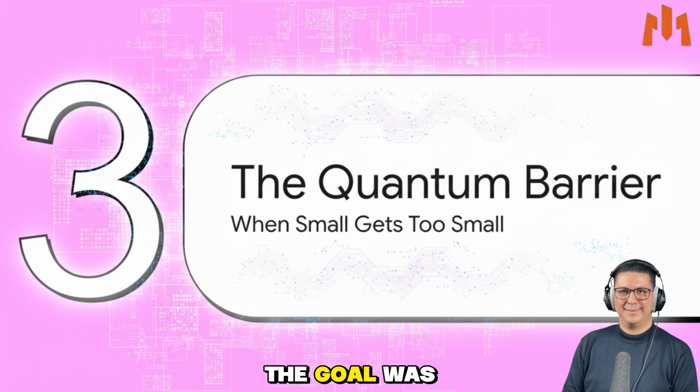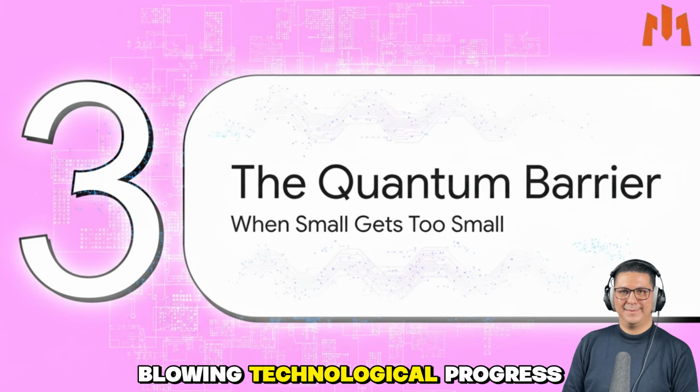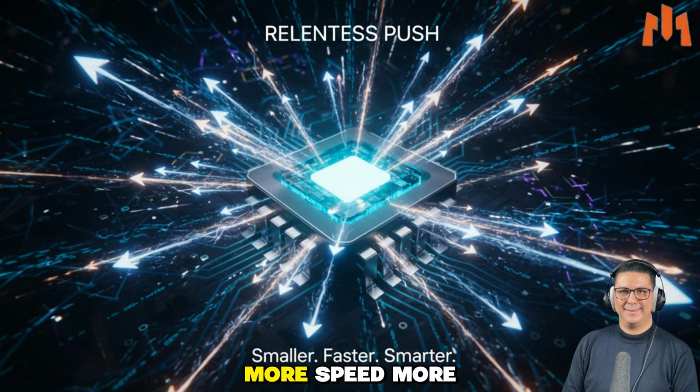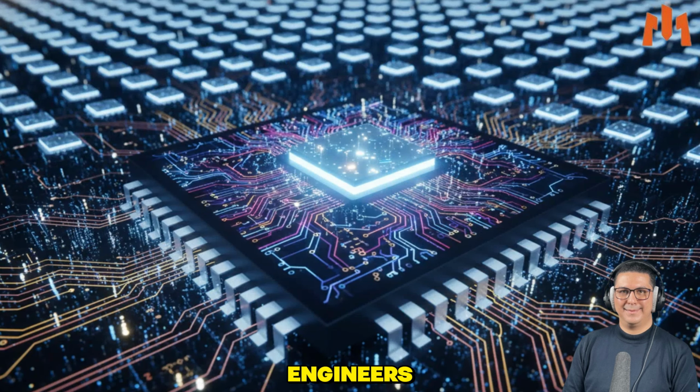So for decades, the goal was really simple. Just make the transistors smaller so you can fit more of them on a chip. That's what gave us Moore's Law and the mind-blowing technological progress we've seen. But as we shrink down to the scale of actual atoms, we run into a really, really big problem. The demand for more power, more speed, more efficiency, it's just relentless. For decades, the mantra in the industry was simple. Make it smaller, faster, and smarter. Engineers were in this constant race to shrink these switches, packing more and more of them into the exact same space to build exponentially more powerful chips.